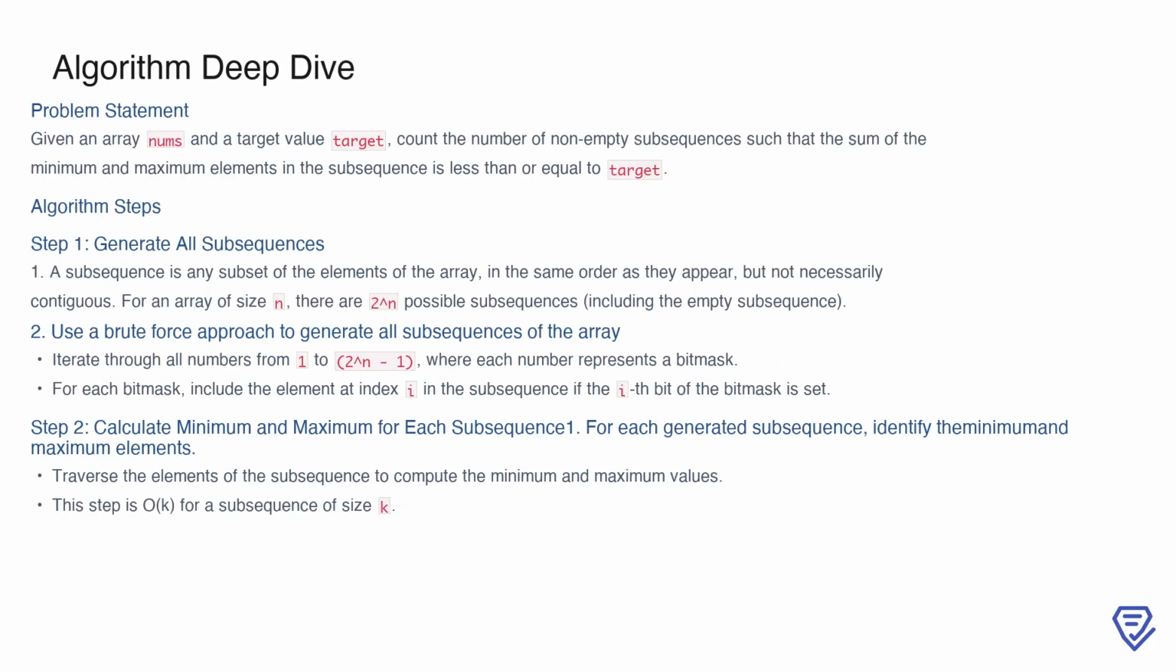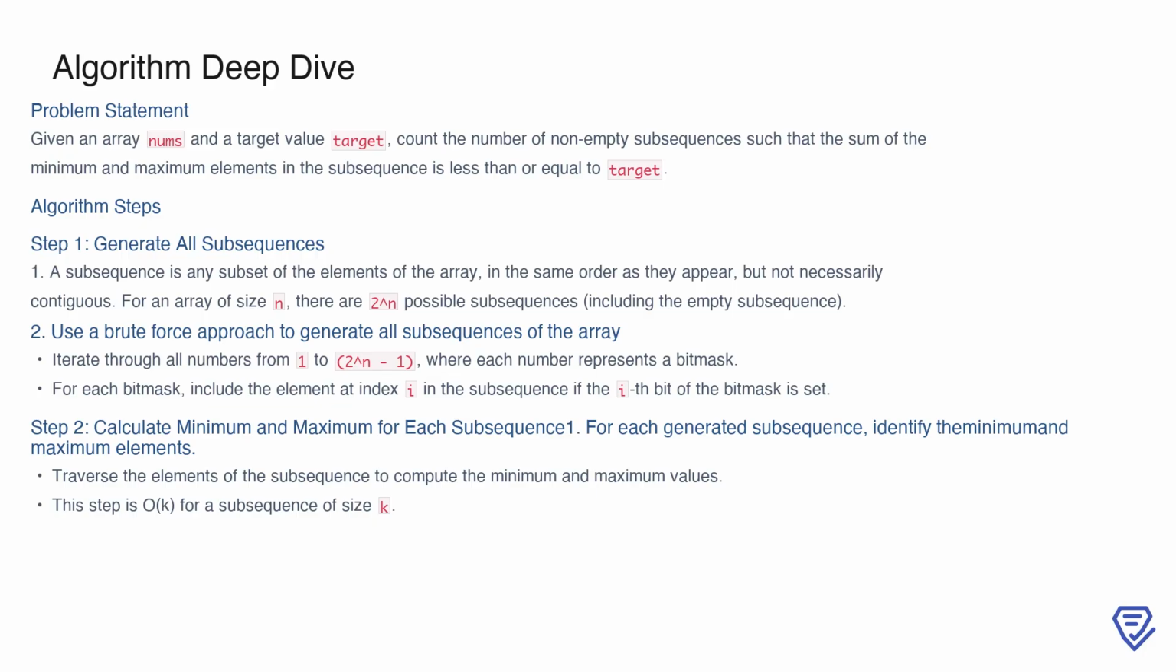Let's start by breaking down the problem. We're given an array nums and a target value target, and the goal is to count all non-empty subsequences where the sum of the minimum and maximum elements is less than or equal to the target. To solve this, the first step is generating all possible subsequences. Remember, a subsequence is any subset of elements from the array that maintains their original order, but the elements don't need to be contiguous. For an array of size n, there are 2^n possible subsequences, including the empty one.